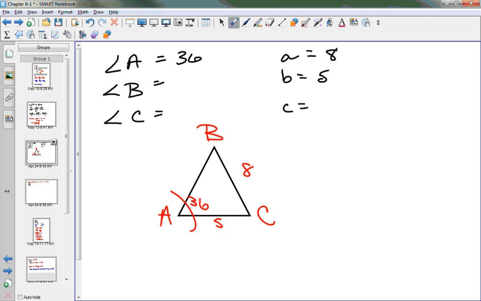Can you use the Pythagorean theorem on a triangle that's not a right triangle? No, you cannot. And in this section, everybody get their books open to section 6.1, which is page 392. Your homework assignment is on page 398.